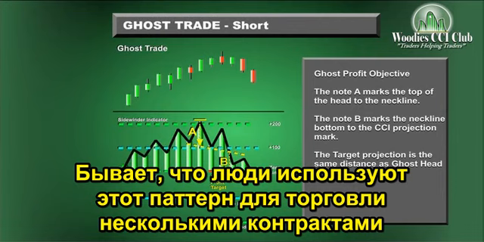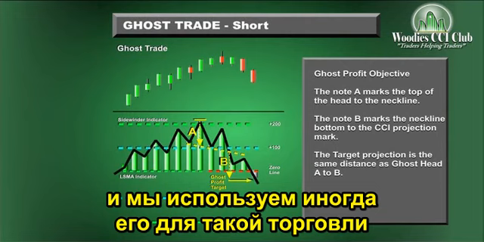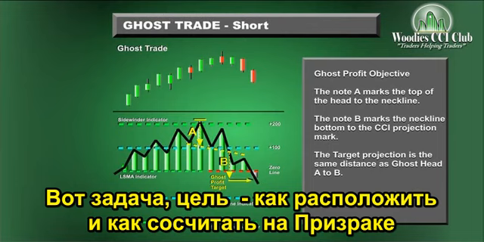And what people will use that for is if they're trading multiple contracts, they will use that sometimes to take off some multiple contracts. But that is the target, how it's figured, how it's calculated on the ghost trade.